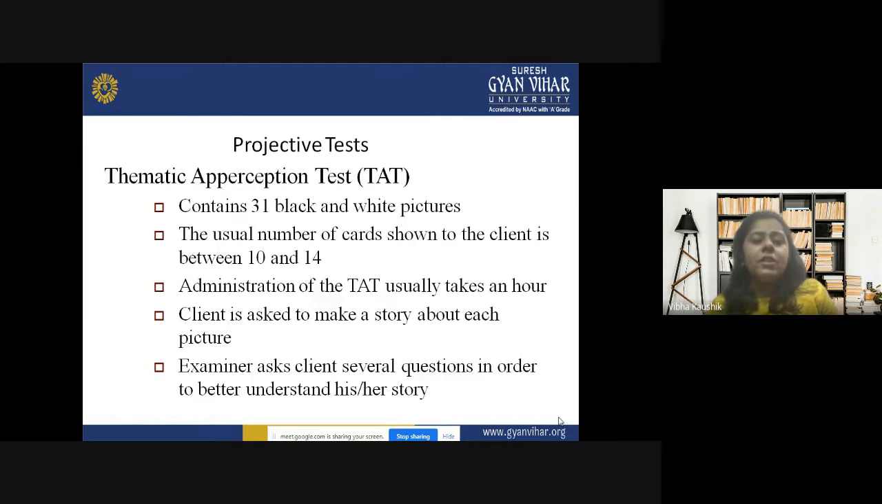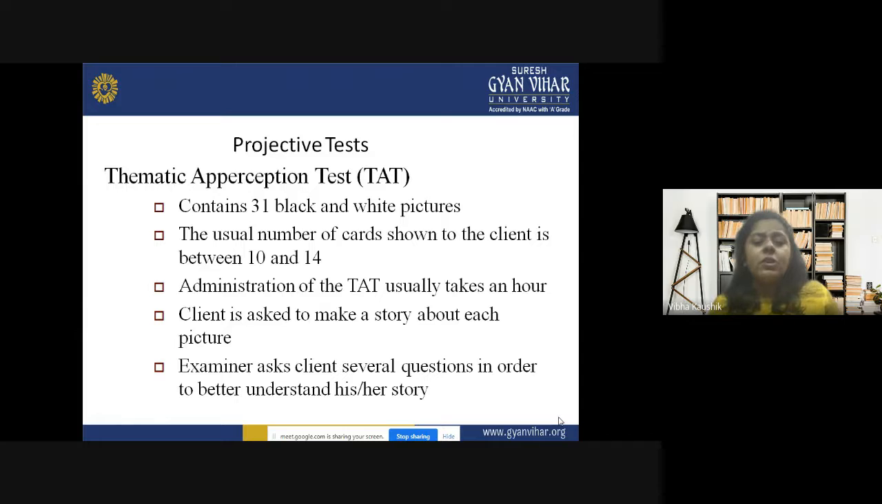Now, the projective test, the Thematic Apperception Test (TAT), contains 31 black and white pictures. The usual number of cards shown to the client is between 10 and 14. Means around 10 to 14 cards are shown to a particular client or subject, and on the basis of the card, he will describe what that picture is and how he is related to that particular picture.